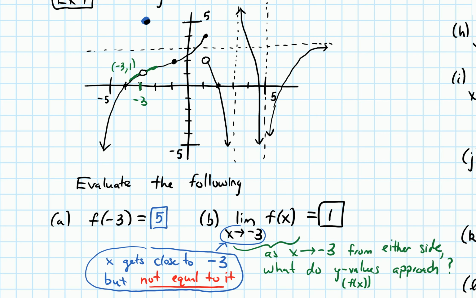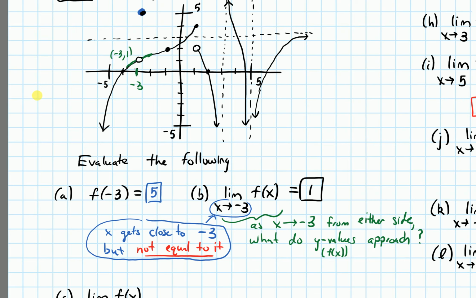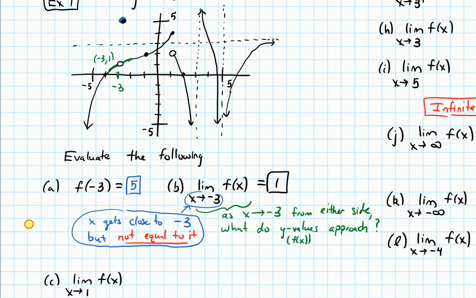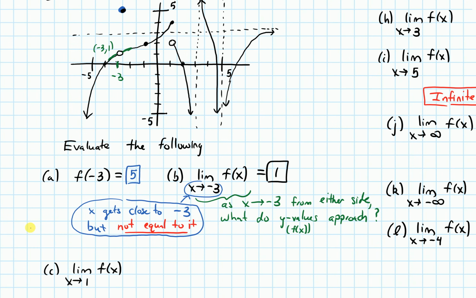All right, so now let's do another one. That was part B. Let's do C. Let's do the limit as x approaches 1 now. As x approaches 1, what would this limit be? Here is where 1 is. This limit does not exist. So let's think about the reason.